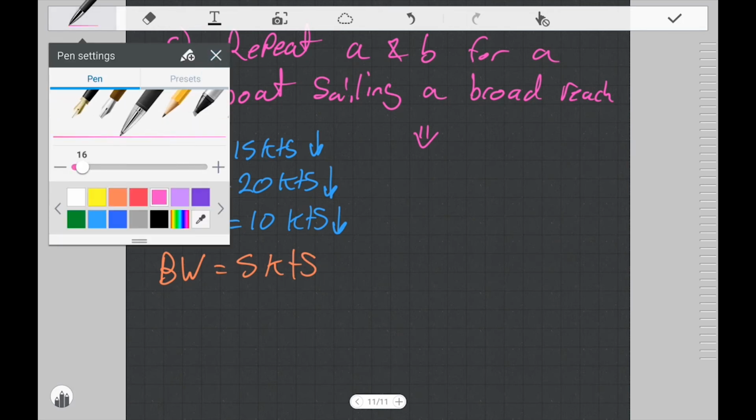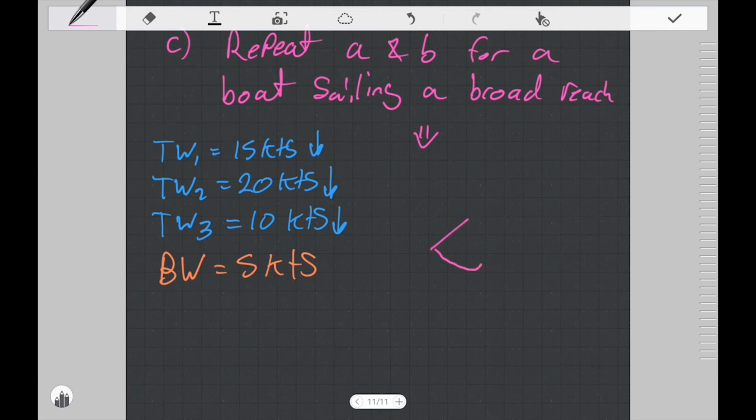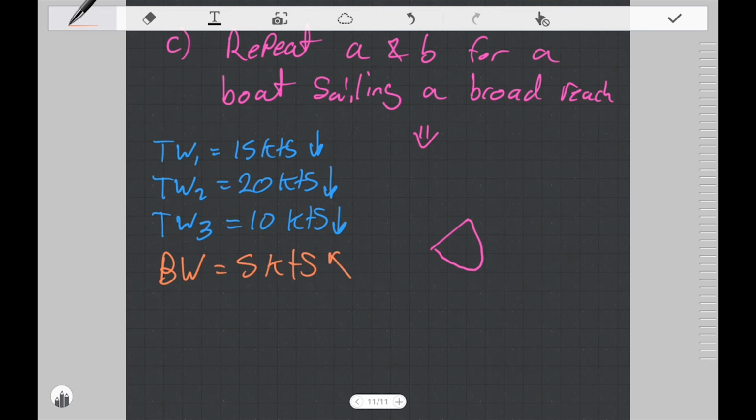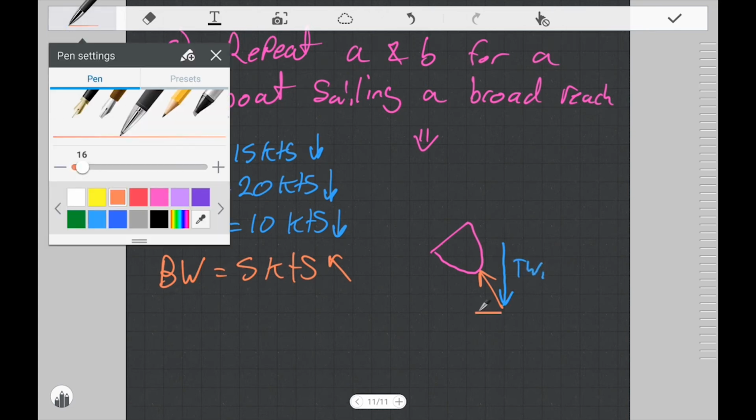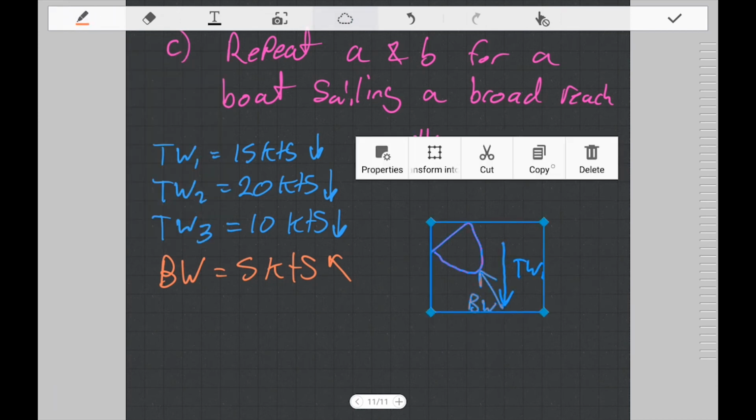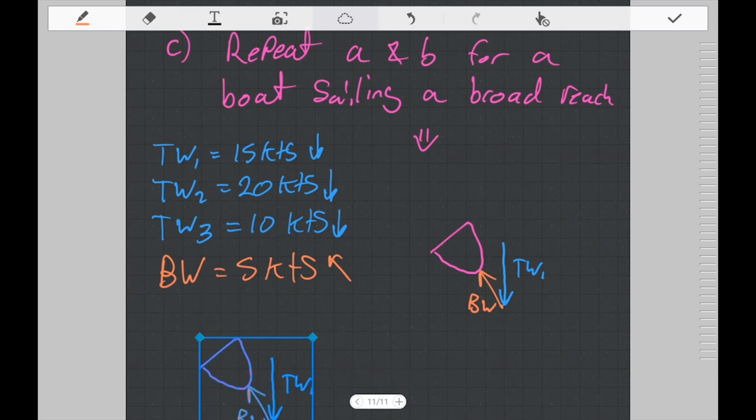So we have a boat here sailing on a broad reach. The boat wind is then blowing up towards the bow of the boat. In our initial case, we have a 15 knot true wind, so that's going to be 1, 2, 3 is 15 knots. And now I'm going to copy that twice for our second and third true wind.